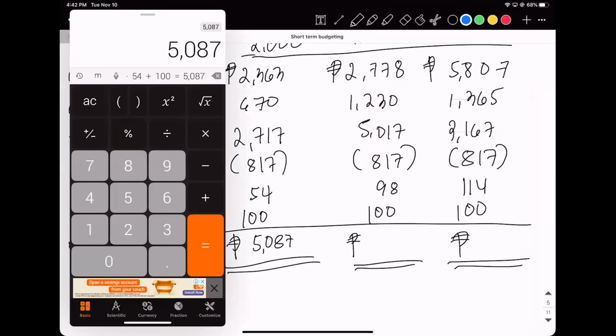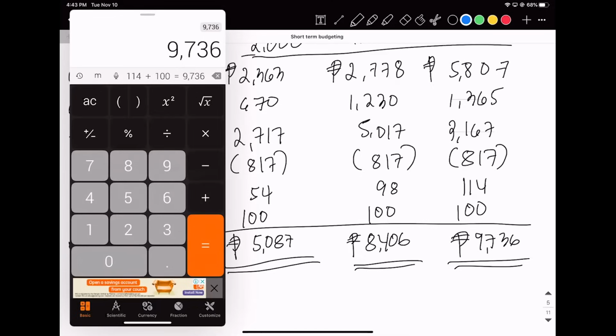Next, 2778 plus 1230 plus 5017 minus 817 plus 98 plus 100. So 8406. Okay, so last, 5807 plus 1365 plus 3167 minus 817 plus 114 plus 100. 9736. Okay, so we're done with cash payments budget.